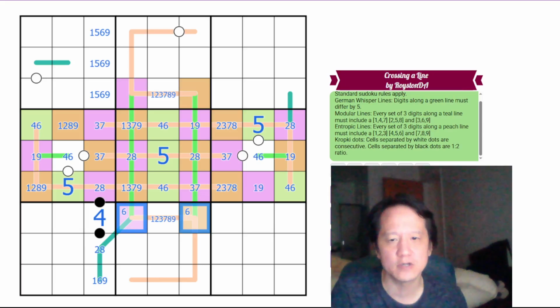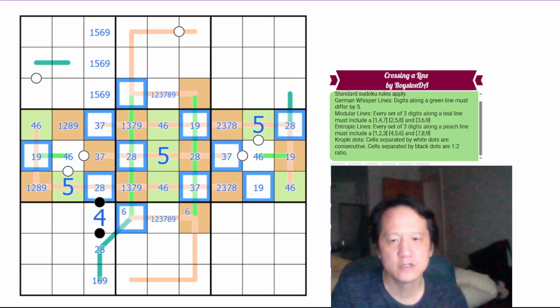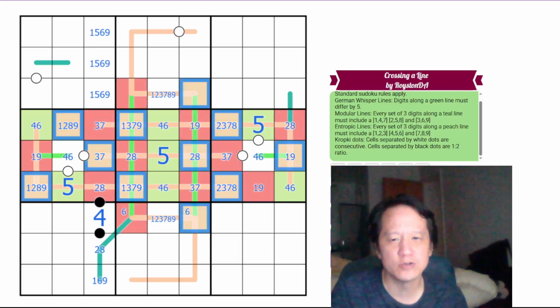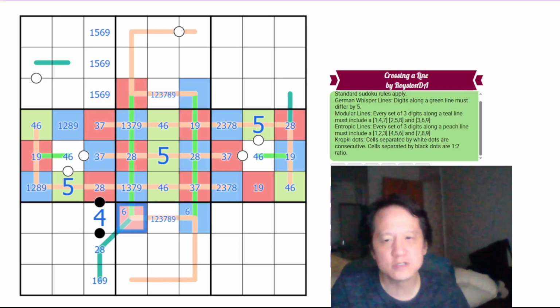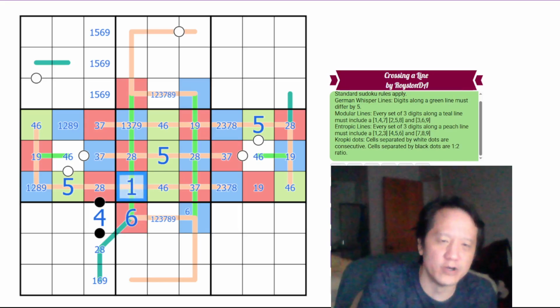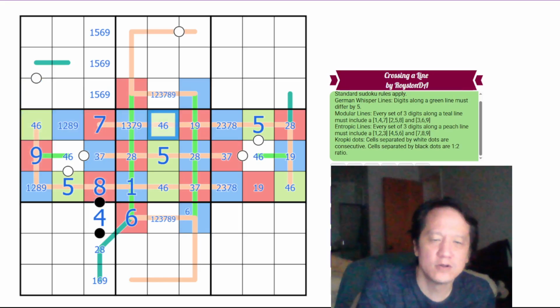So the pinks are essentially the highs, and the oranges are lows. So this is 6. This is 1. This has to be high, so this is 8. This is 9. 7 here. This 1 means this is 9. This is 7. This has to be 3 then. 3 is next to 8, which makes this 2. 2 is next to 7, which is consecutive with 6.